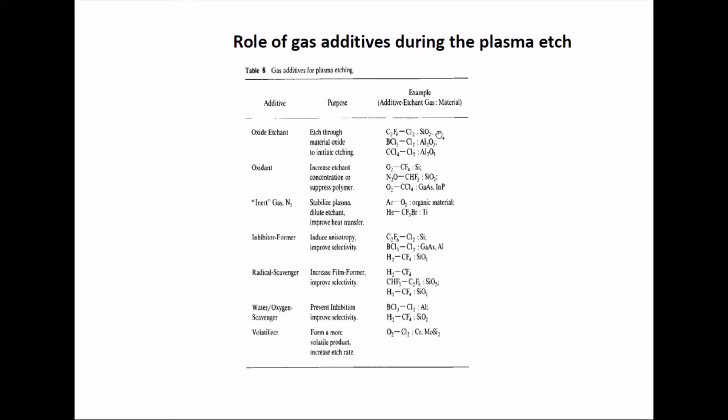So the way you have to read it is from right to left. The material you are going to etch is silicon oxide. Etchant gas is chlorine. What are you adding? This is the additive. So there is a way to read it.